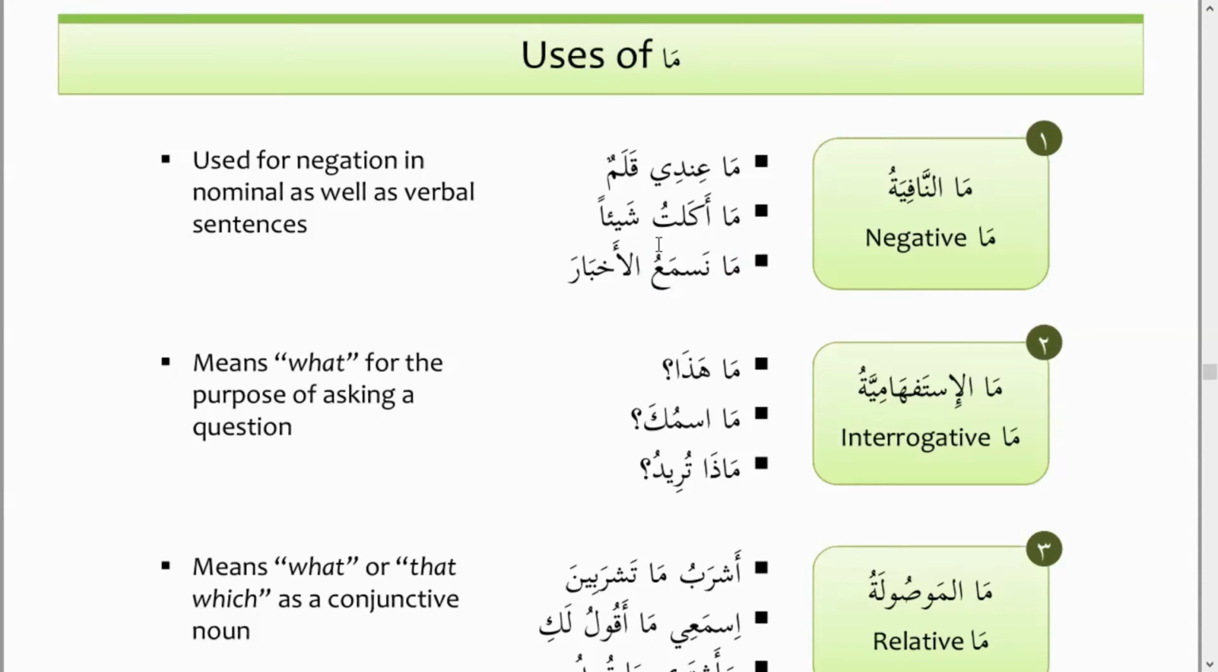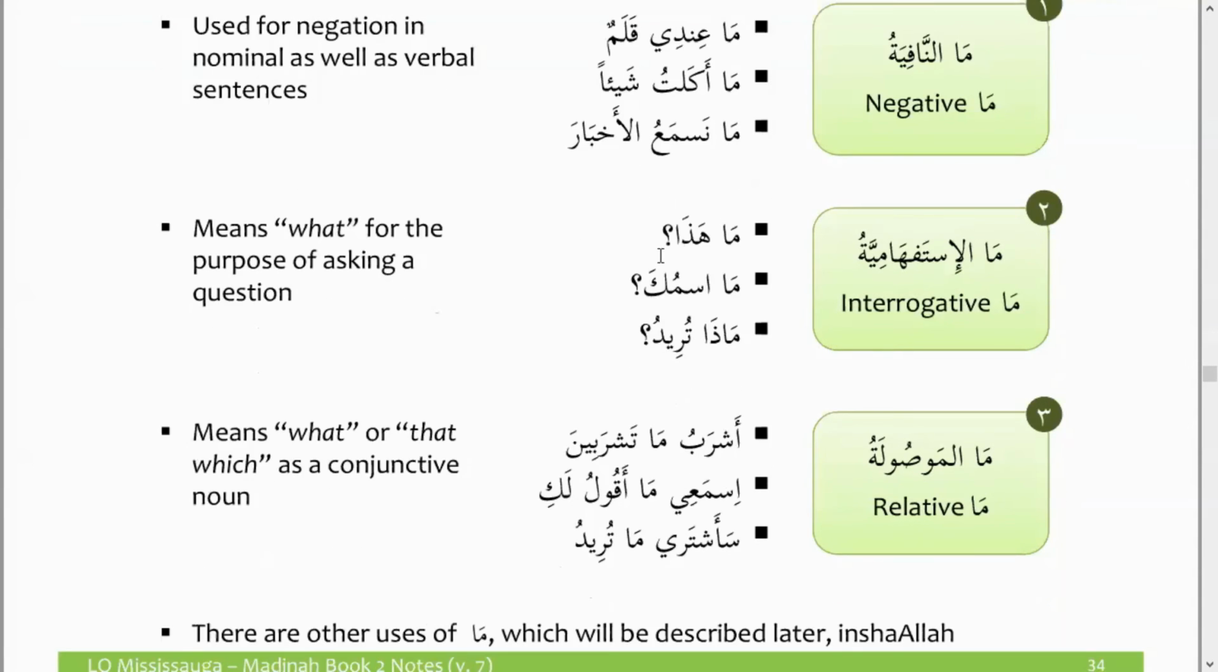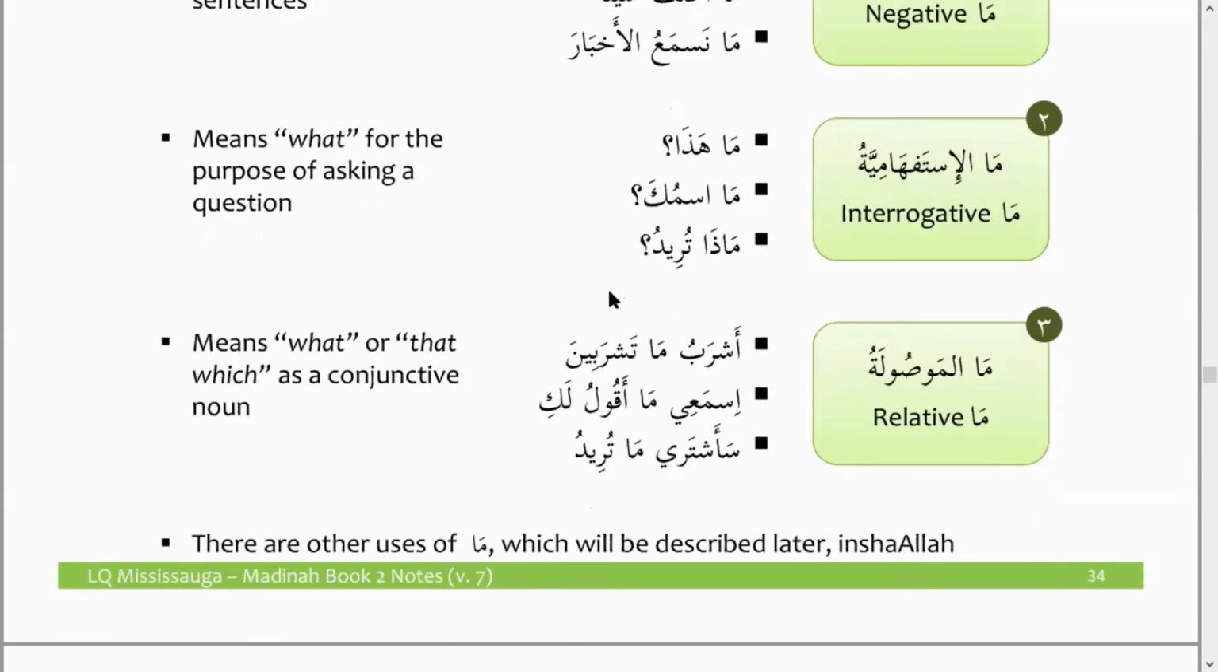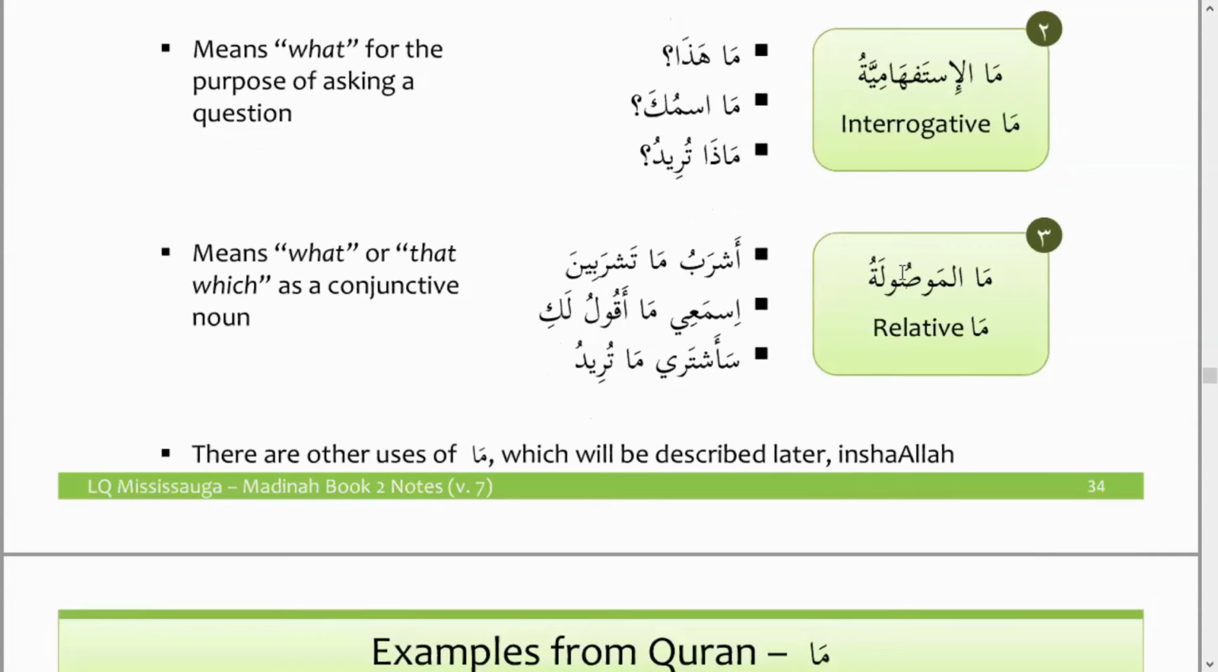Right? Inshallah, he'll bring all those things. Then we learned about ma istifhamia, right? Questioning ma. Ma haza, what is this? Masmuka, what is your name? Maza turidu, what do you want? Then we also learned maybe, right? Ma'ul mausula, relative ma, or we didn't, I think. We didn't learn. Relative ma, right?